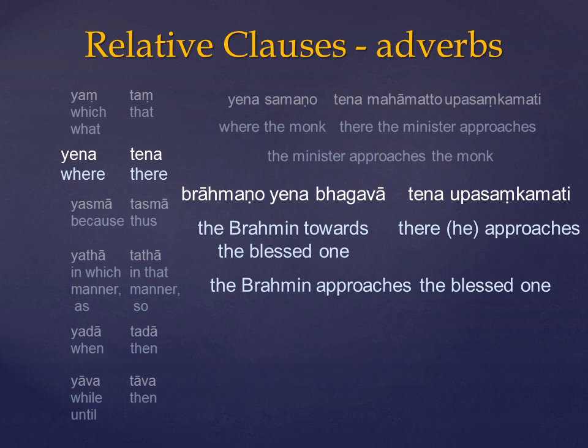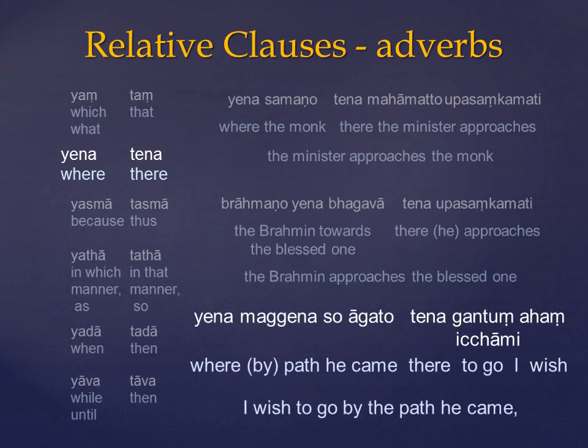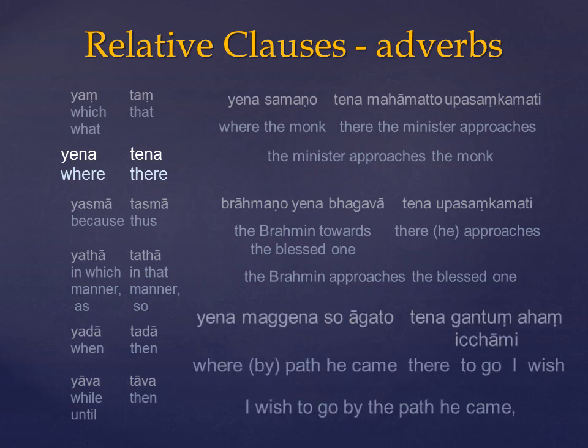Note though that often Yena is better understood as where. Yena Magena So Agato Tena Gantung Ahang Ichami. Where by the path he came, there to go I wish. So we know that the destination, the path by which he came, is the object of the verb of motion, to go. So we can rearrange this. I wish to go by the path he came.